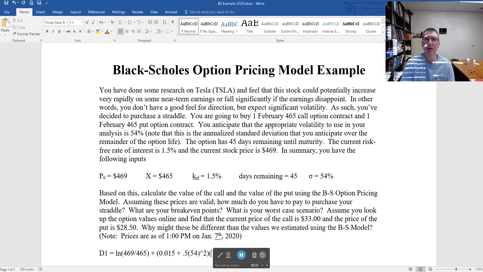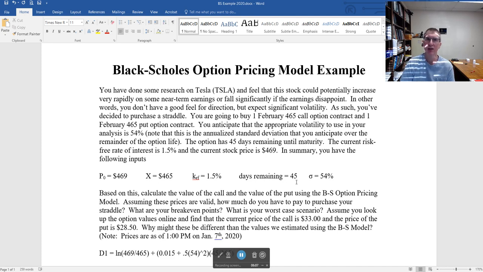Now remember, time is a fraction of a year, so there are 45 days remaining. That 45 days is going to be expressed out of 365. So 45 divided by 365. Now, one thing I want to address is a lot of times students ask, why don't we focus on trading days instead of actual number of days? And the answer is, for the most part, unless you're dealing with 1 or 2 days to expiration, it's not going to matter because we're looking at a fraction of a year.